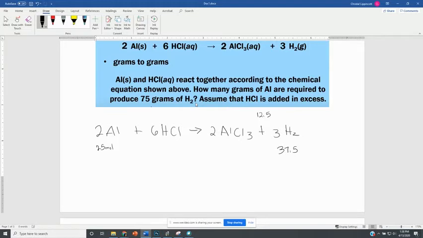And then they wanted to know how many grams that is. So we're going to take the 25 moles and multiply that by the molar mass of aluminum, which is 27 grams per mole. Your moles will cancel, and your final amount is going to be 675 grams of aluminum.